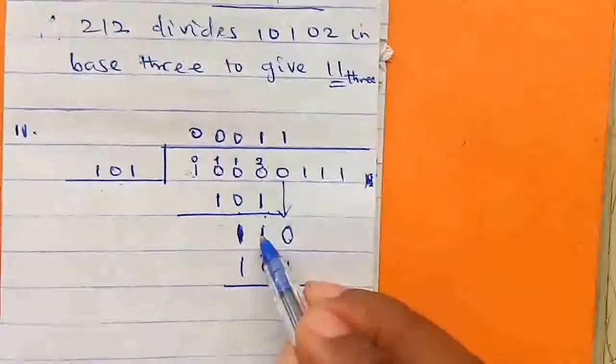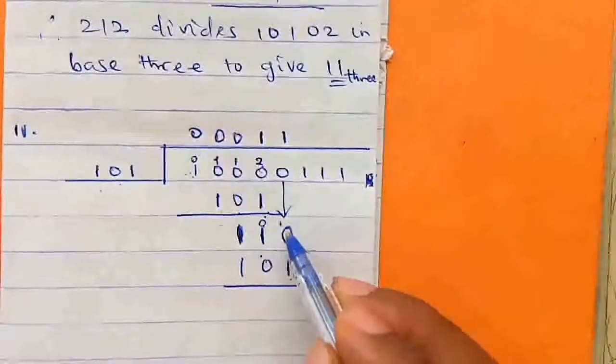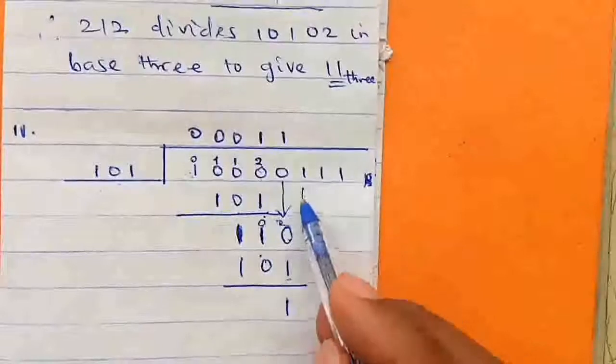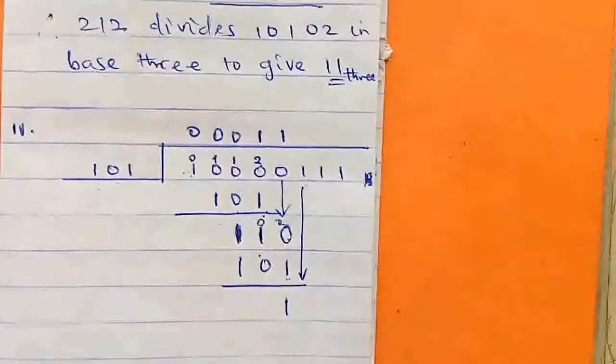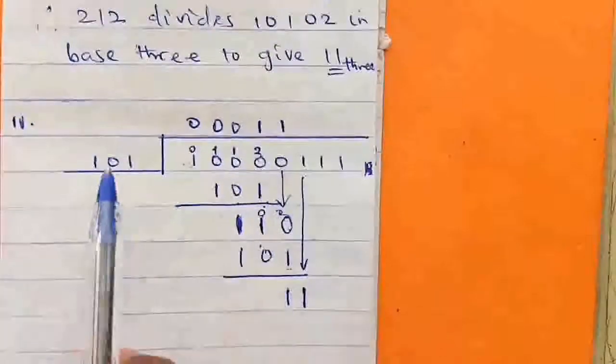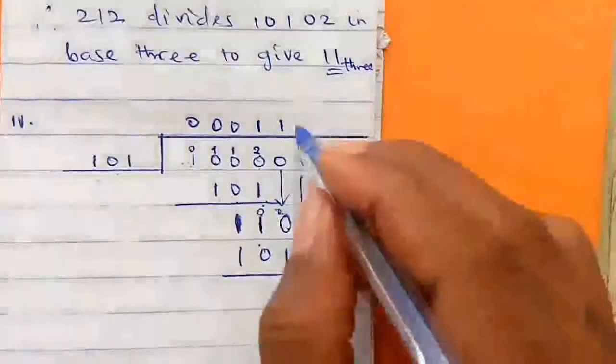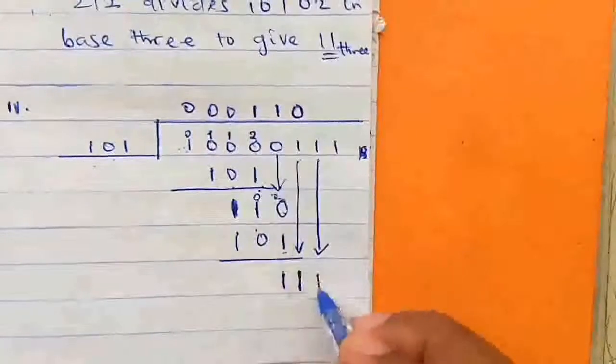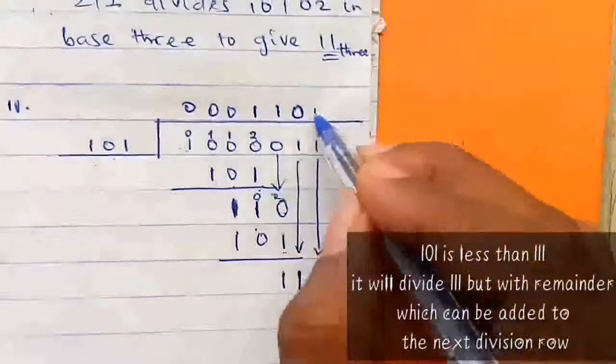0 minus 1 won't work. We pick up 1 from here. This remains 0. 1 here is 2. 2 minus 1 will give us 1. Therefore, we pick down this. Only pick single digits to give us 1. 101 divided by this won't work. We pick another digit. 101 on this will give us 1.